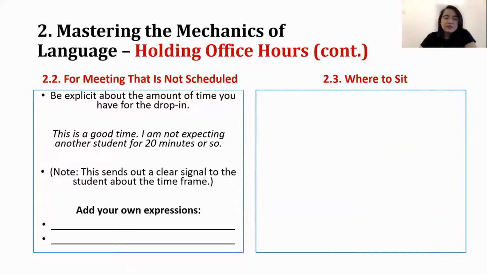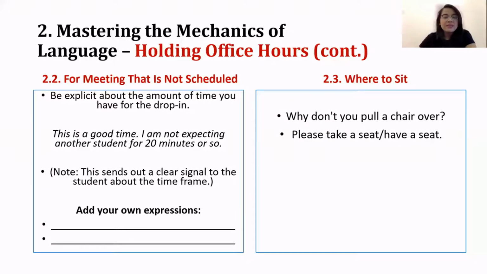The next one, where to sit. We can say, why don't you pull a chair over? Repeat after me. Why don't you pull a chair over? Good. Kids, take a seat. Please have a seat.